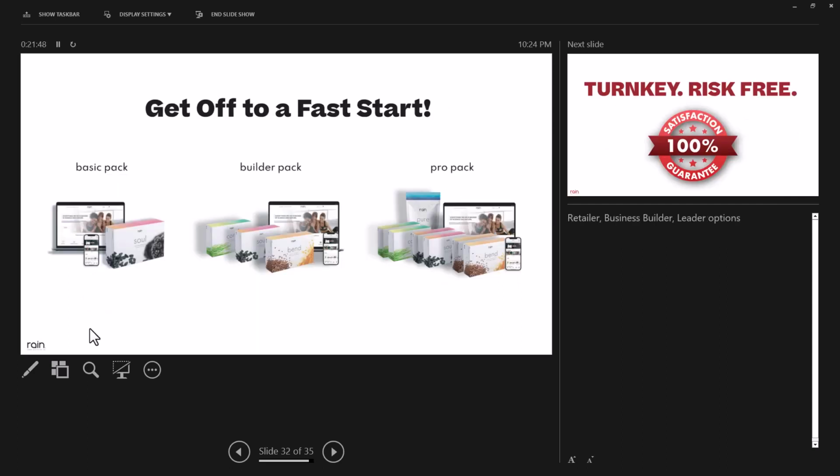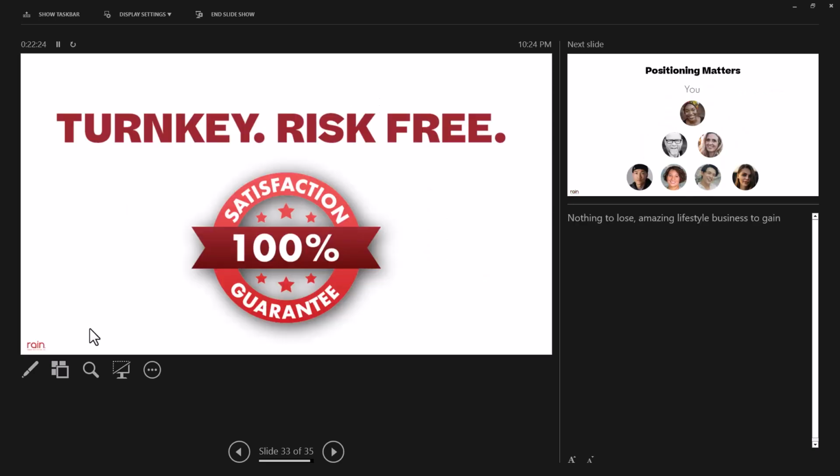The way that you get off to a really fast start is by starting with one of our starter packs. This comes with some product, the phone app, you get a website that's very beautiful and effective, and shareable product samples, as well as materials that really walk you through what you need to do next and what you need to understand, so that there's just no question and you don't feel lost or alone. It's a turnkey, risk-free business. Turnkey because all that support is there for you. Risk-free because the company offers a 30-day money-back guarantee, no questions asked. So truly, there is nothing to lose and an amazing lifestyle business to gain.